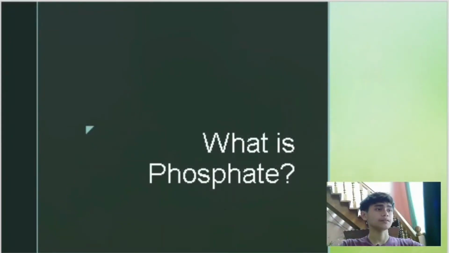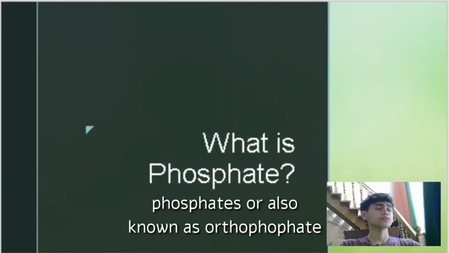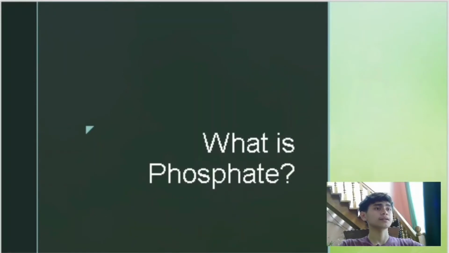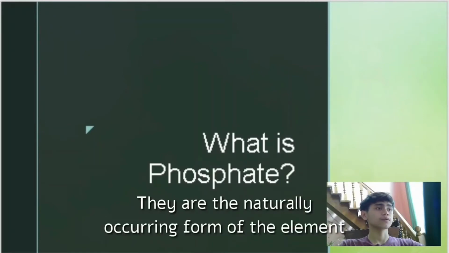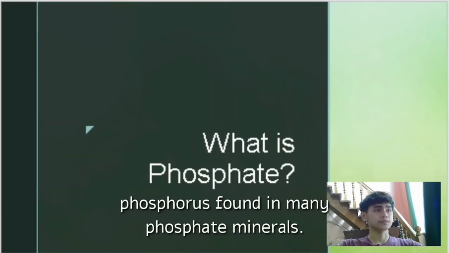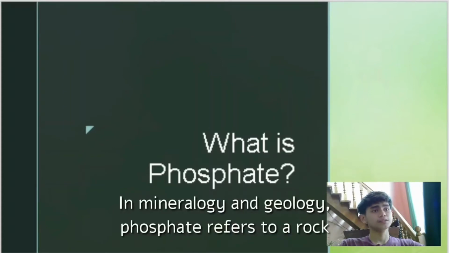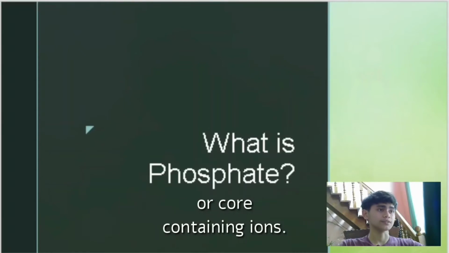What is phosphate? Phosphates are also known as orthophosphates. They are the naturally occurring form of the element phosphorus, found in many phosphate minerals. In mineralogy and geology, phosphate refers to a rock or core containing ions.